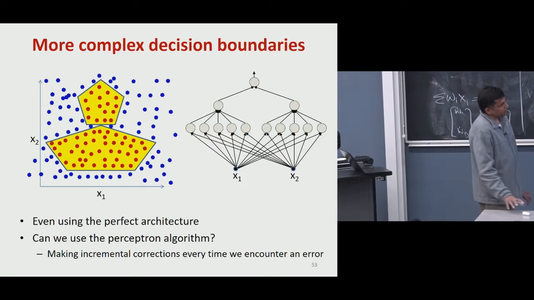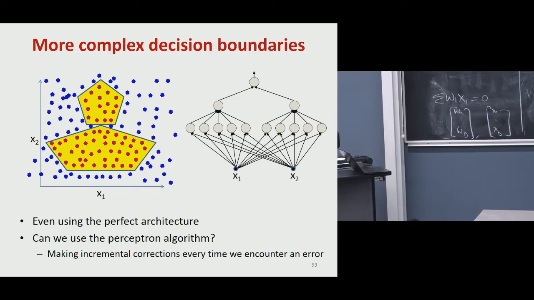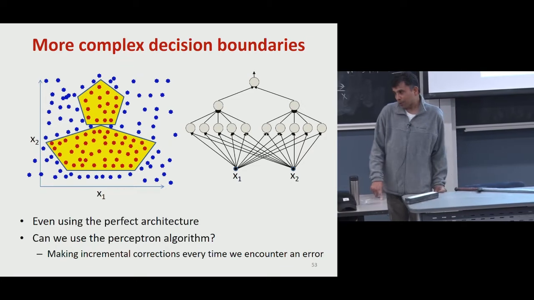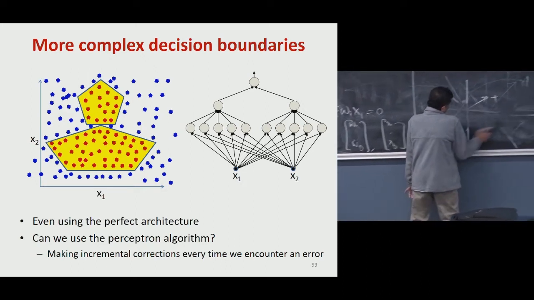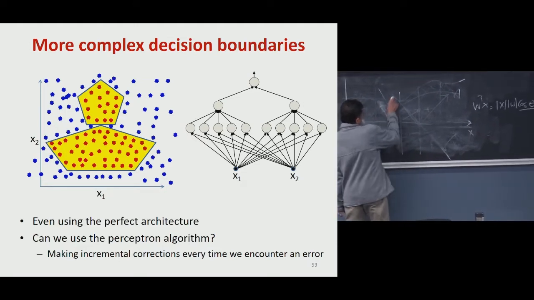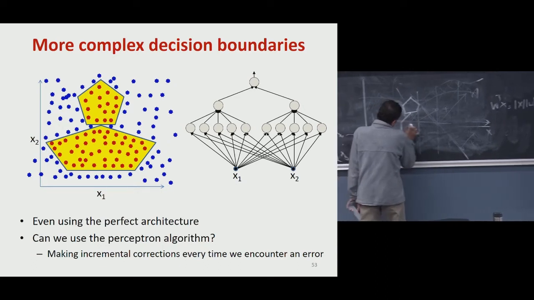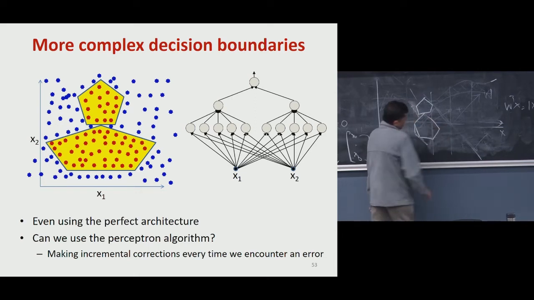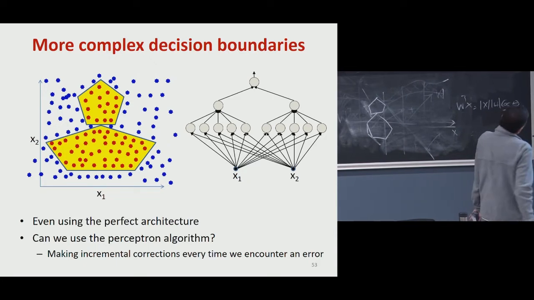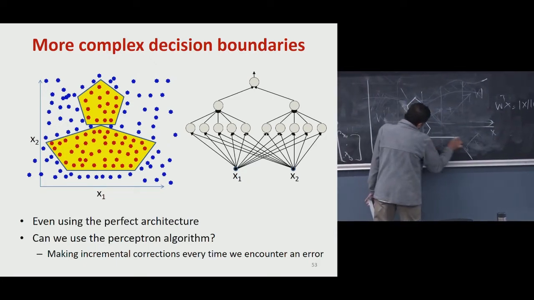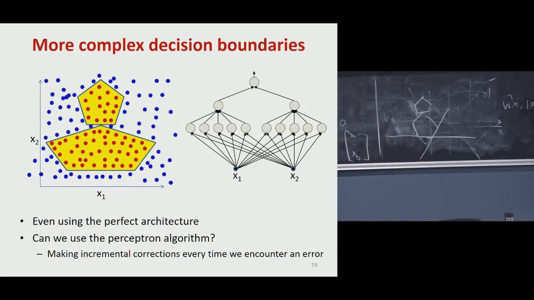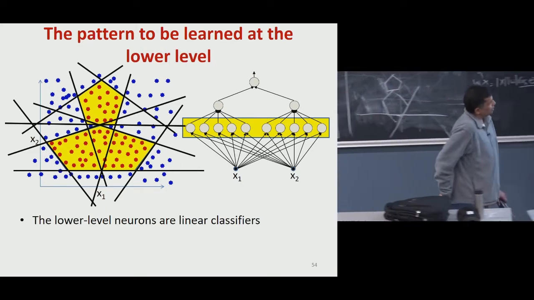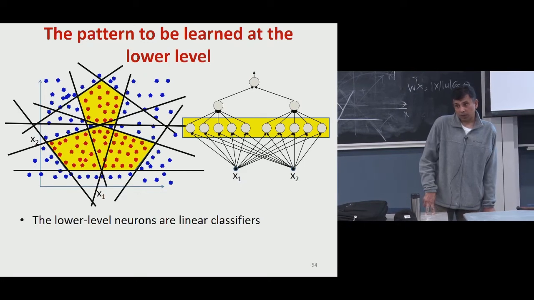Now, assume that you're using the perfect architecture. So we have a network which we know can solve this problem. We are given the red and the blue dots. We are going to try to learn the solution with something like the perceptron algorithm. Now, if we do this, what is it we really need to do? What we are really trying to do is learn all these boundaries. We know, for example, that if I have this double pentagon, then this first neuron to the extreme left is probably going to have to model this boundary, correct? The second neuron has got to model this boundary, and so on. Each of the neurons in the first layer is going to model one of these lines. So the lower level neurons are all linear classifiers. It's their combination that's giving you this nonlinear output, right?